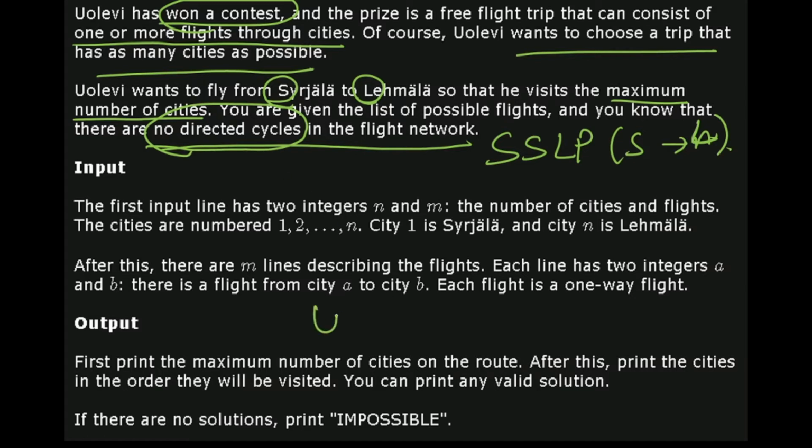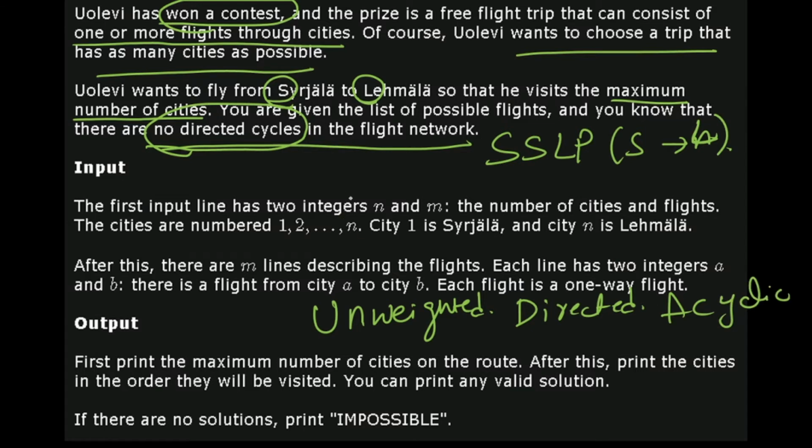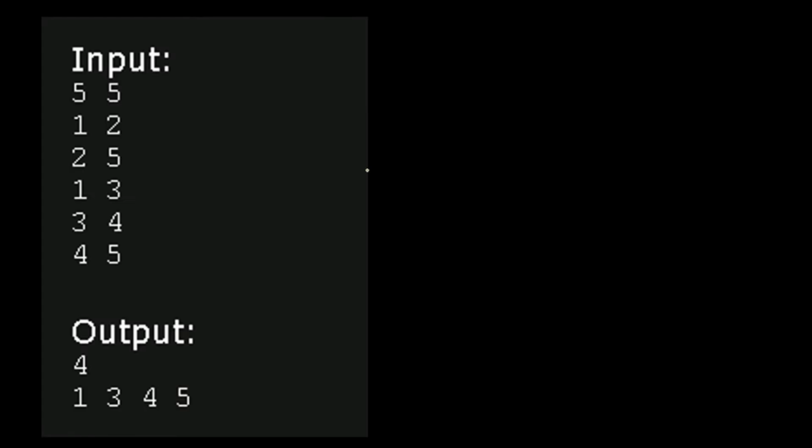So we are dealing with an unweighted graph. The reason is that distances are not given. We just have to count the number of cities. It is a directed graph because we are dealing with flights, and it is acyclic. In these circumstances, we are supposed to find the single source longest path. So let us look at a test case and things will be more clear.